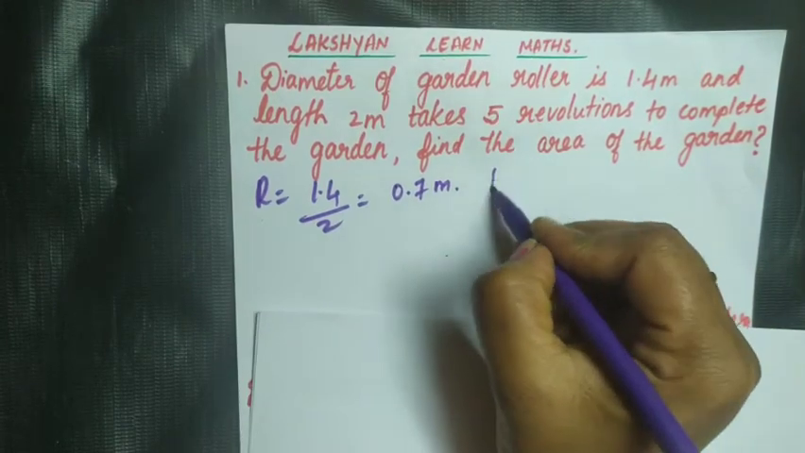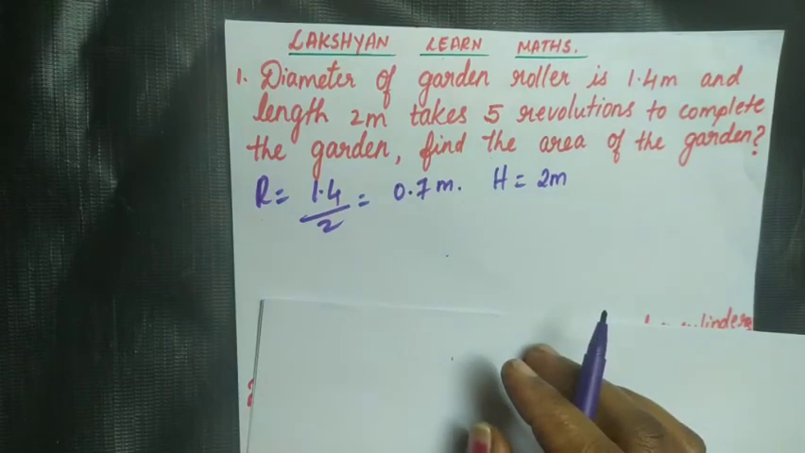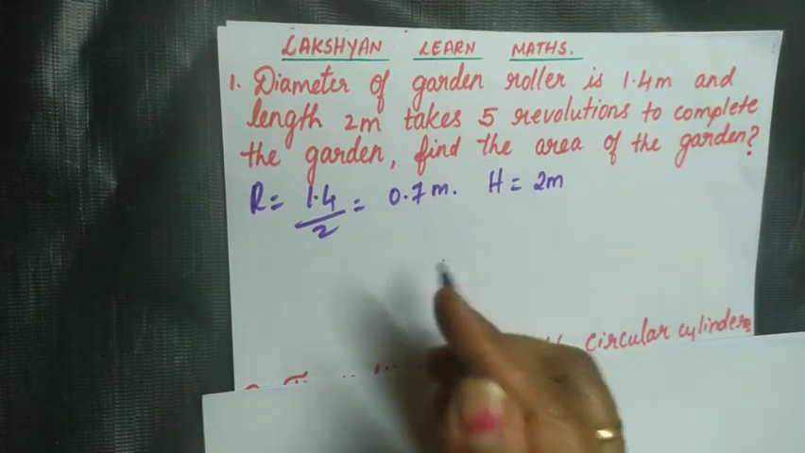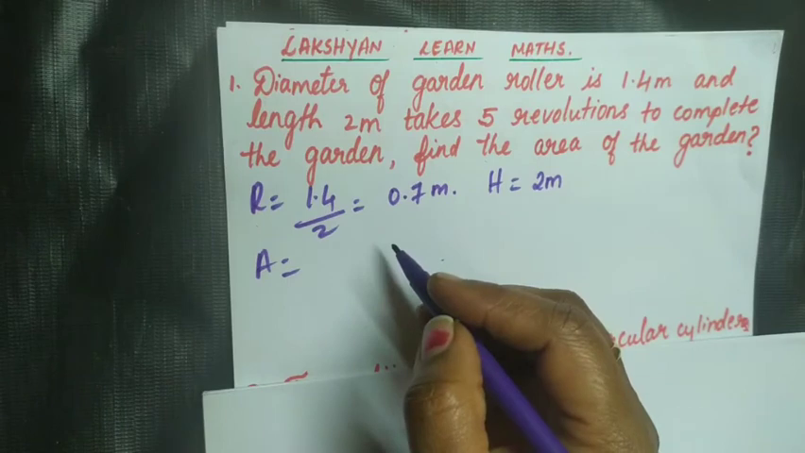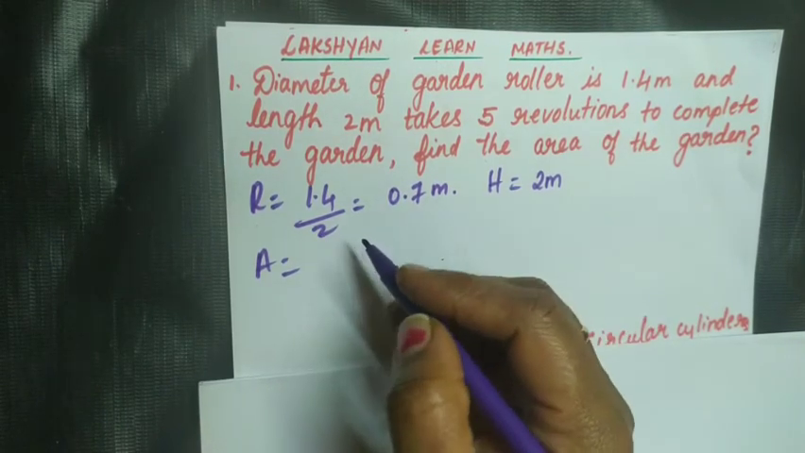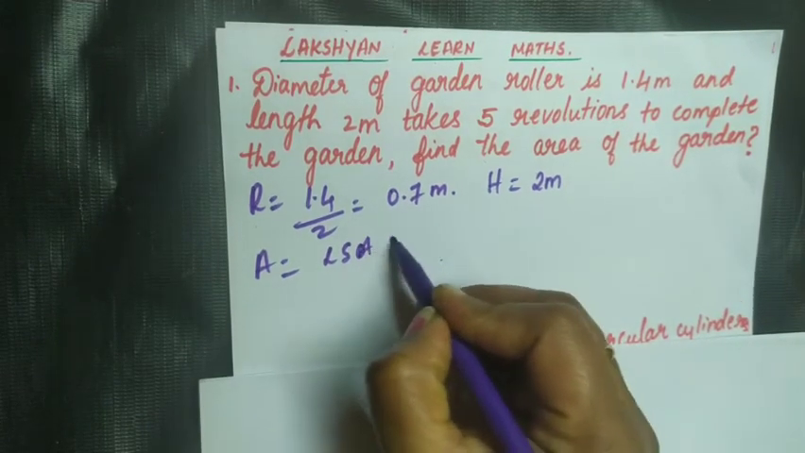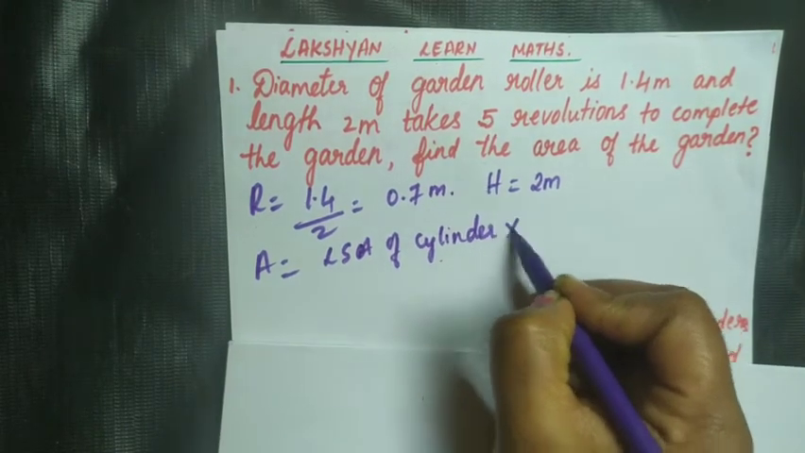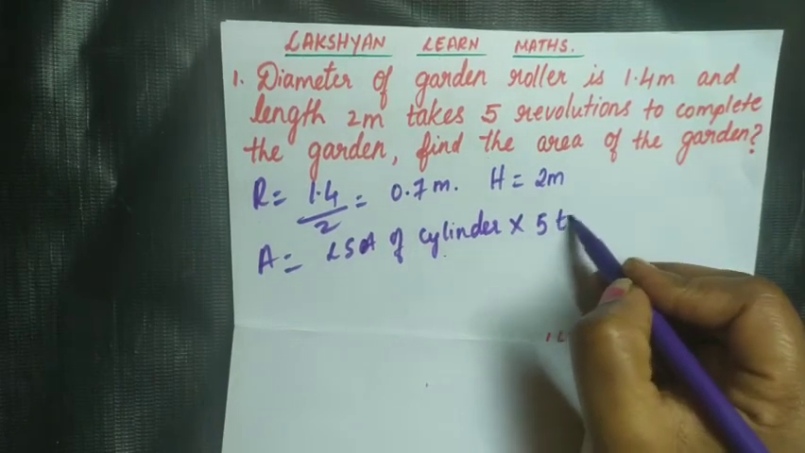Okay. Now the height h is 2 meters. It takes 5 revolutions, so the number of revolutions is 5. Now what do we have to find out here? The area of the garden. The area of the garden is equal to the lateral surface area of the roller, that is, the LSA of the roller, or cylinder, into 5 revolutions.